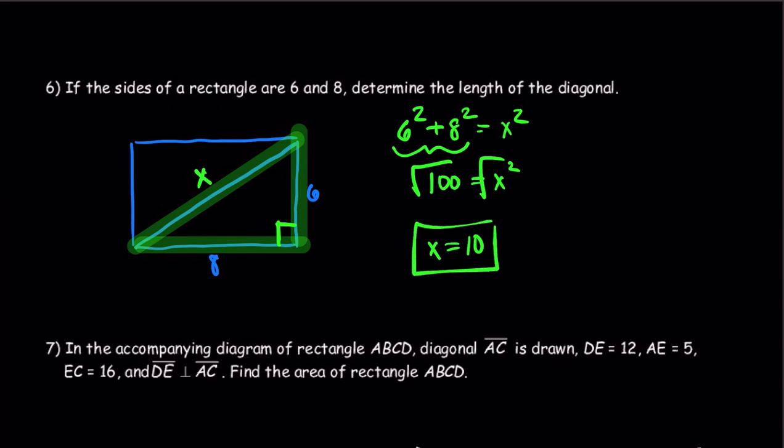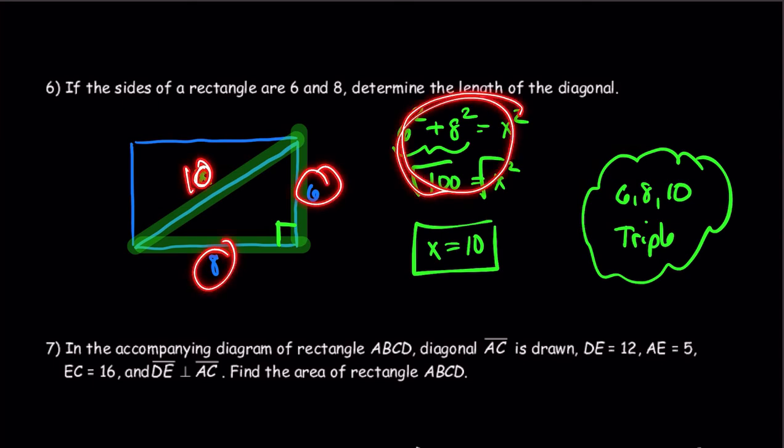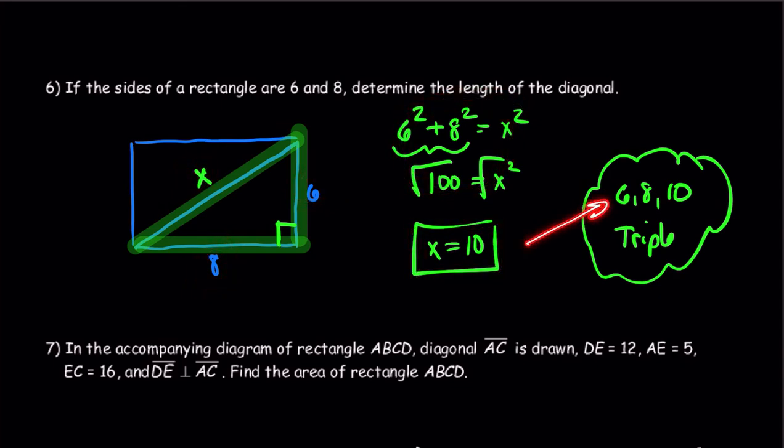Now, you might remember me telling you earlier in the year that we have certain combinations that are always right triangles. And one such combination is a 6, 8, 10 triple. And that's one we're going to see all the time. So if you knew that, you'd recognize this as a 6, 8, 10 triple, and you wouldn't have to go through all this work here. You could just write x equals 10 and then just make a note that it's a 6, 8, 10 triple.